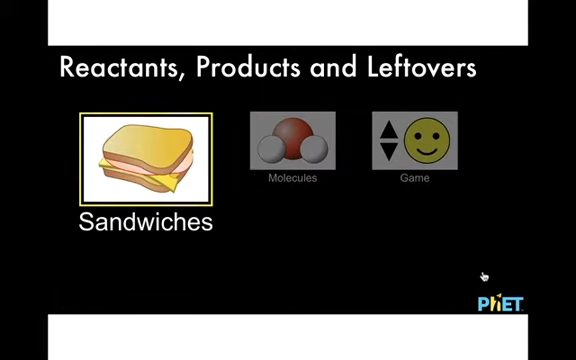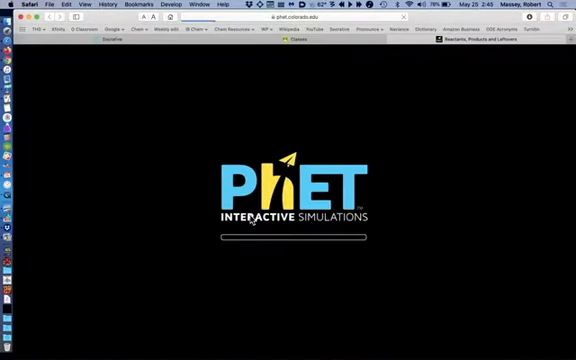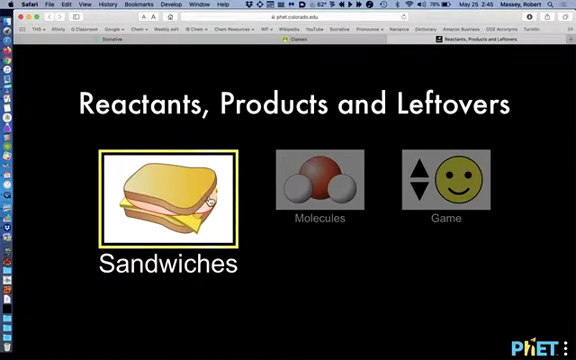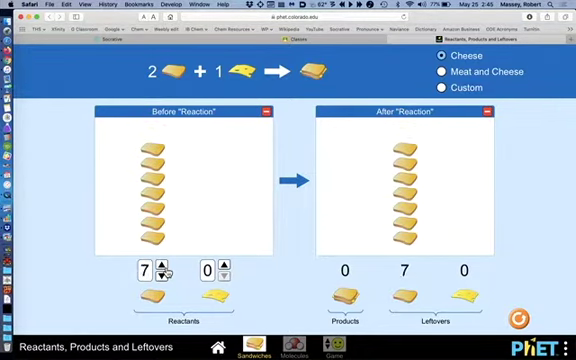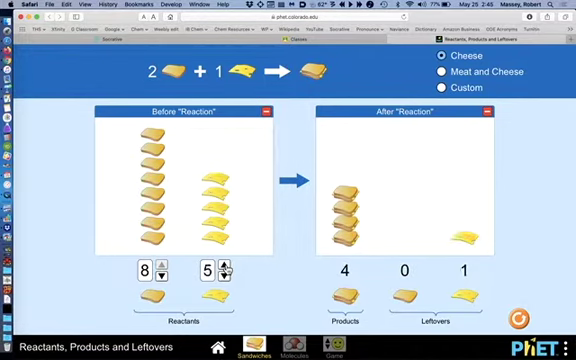Okay, now there's a PhET simulation on this. Let's take a look at it. It's kind of cool. Okay, so the sandwich one is just like the hot dogs we were just making. You can tailor your sandwiches as you might want, but let's just go with the default cheese sandwich, 2 pieces of bread, 1 piece of cheese to make a cheese sandwich. So at the beginning, so our reactants, let's say we have 8 pieces of bread and 5 pieces of cheese.